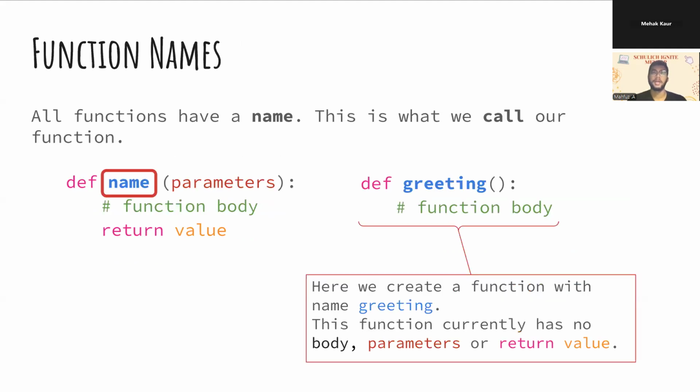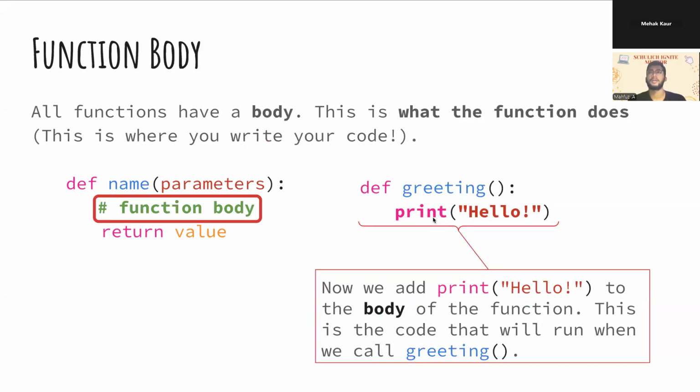So all functions have a name. This is what we call our function. So def name parameters. For example, if we had one called def greeting, here we're creating a function with the name of greeting. This function currently has no body, parameters, or return value. So this function does nothing right now, and like I said, you do need to have a function body. So this function is technically not a valid function, but it will be once you give it a function body.